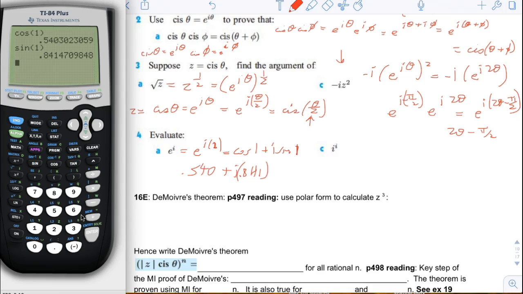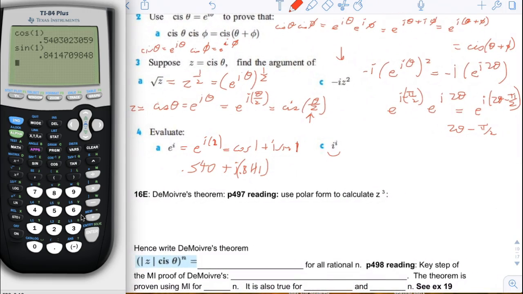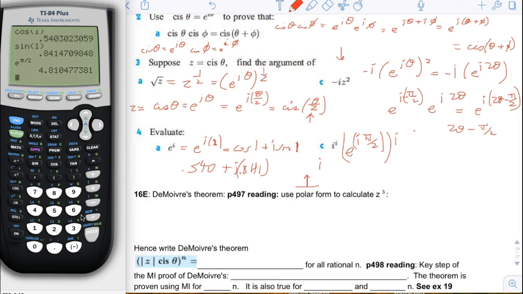Okay, so that's not nice at all. What about i to the i? Let's first of all write i in Euler's form. And remember, i is a vector in the complex plane, which points straight up. So it would be e^(iπ/2), and that would be taken to the ith power.